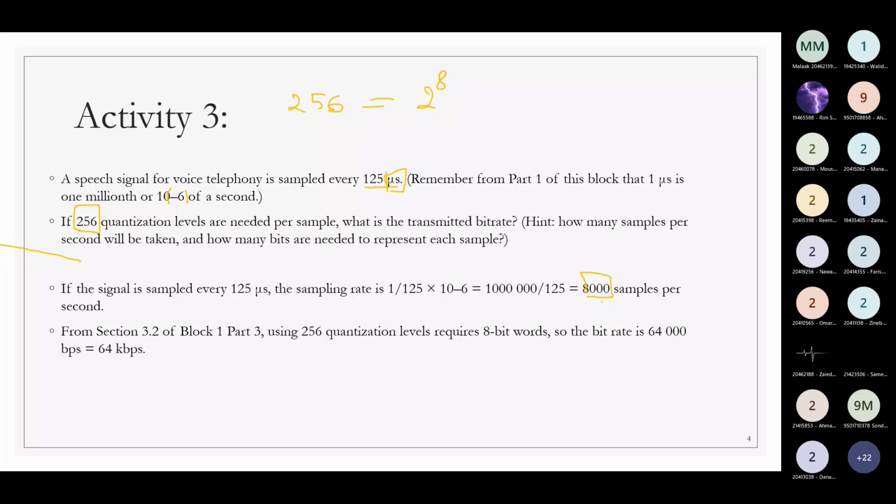Okay, because you have 8,000 samples and each sample will be represented by 8 bits. So you will have 8 multiplied by 8,000. You will have 64,000 bits per second. It will be equal to 64 kilobits per second. Okay? Is it okay? Yeah, good. So you need here to calculate the number of samples, and each sample will be represented by 8 bits. Okay, so this is the number of bits per second.